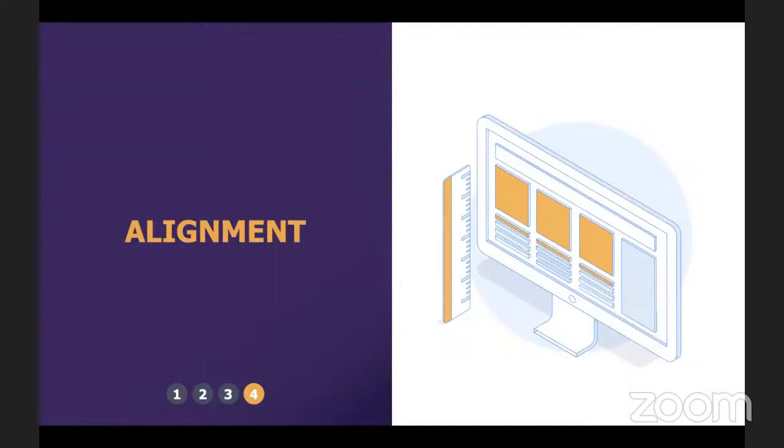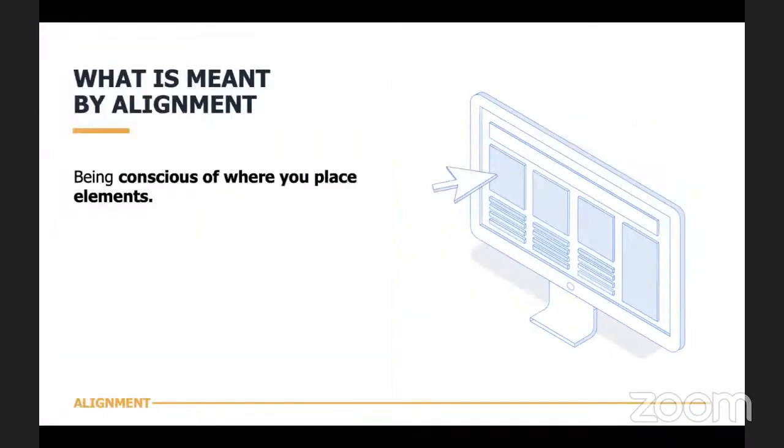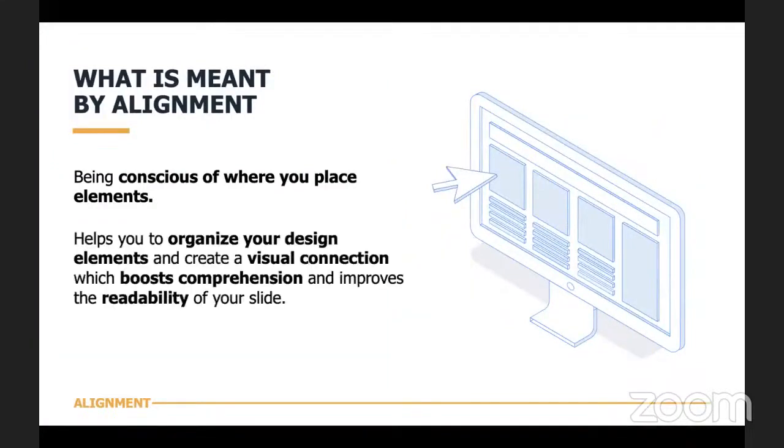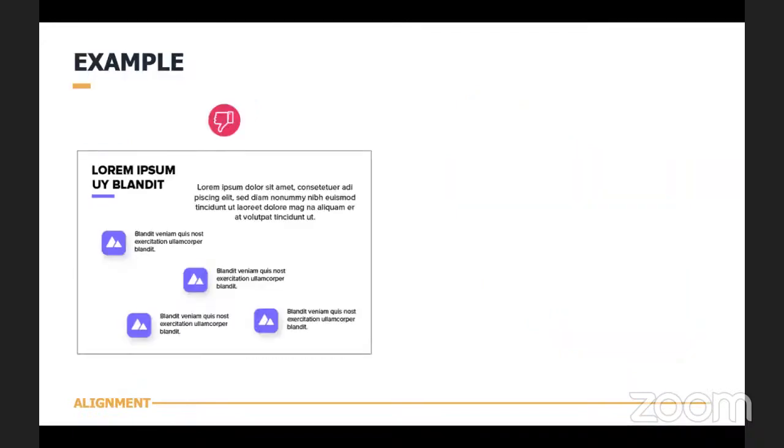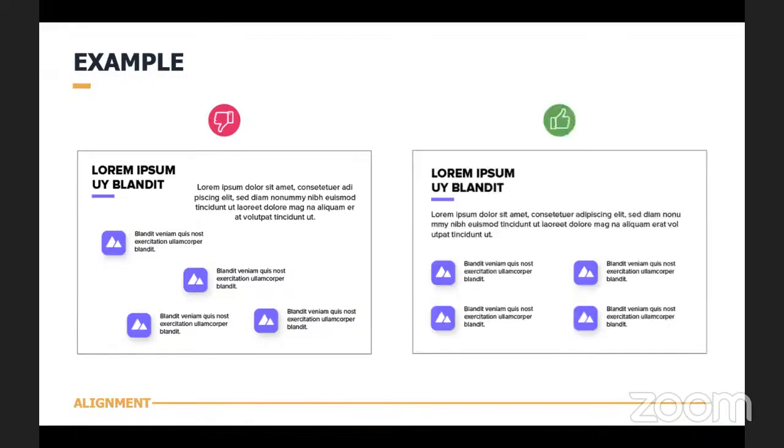Alignment is the 4th design principle, and we're going to work through alignment. This is where you place your elements on your slides. It helps to organize the various elements on your page to create visual connections, which boost comprehension and improve the readability of your slides. These items are all placed randomly on the page, and the eye jumps from one point to the other. In the example on the right, under the green thumbs up, the items look more organized and easy to follow and to read.